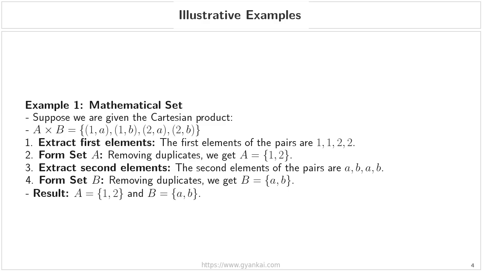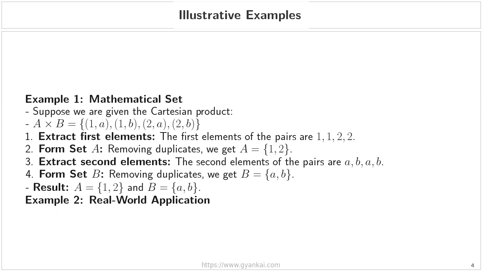So, our final result is that set A equals the set containing 1 and 2, and set B equals the set containing A and B. To show you how this works outside of a textbook, let's look at a real-world application.